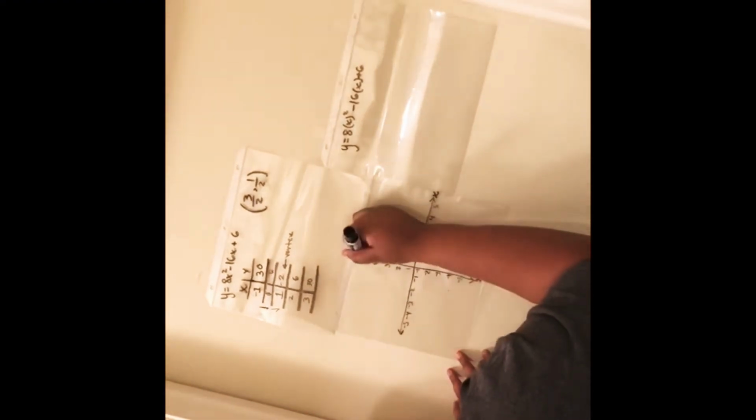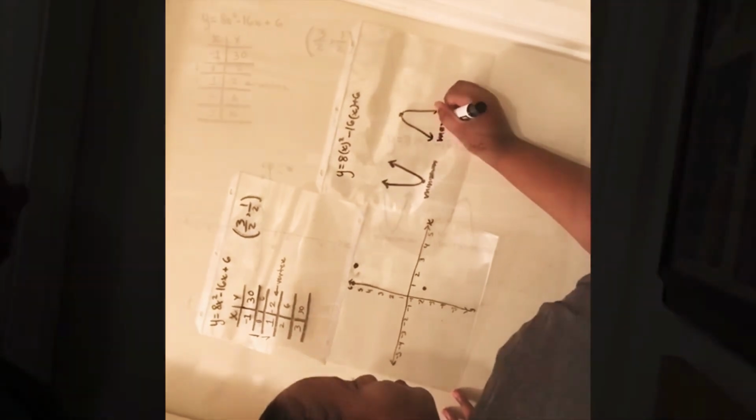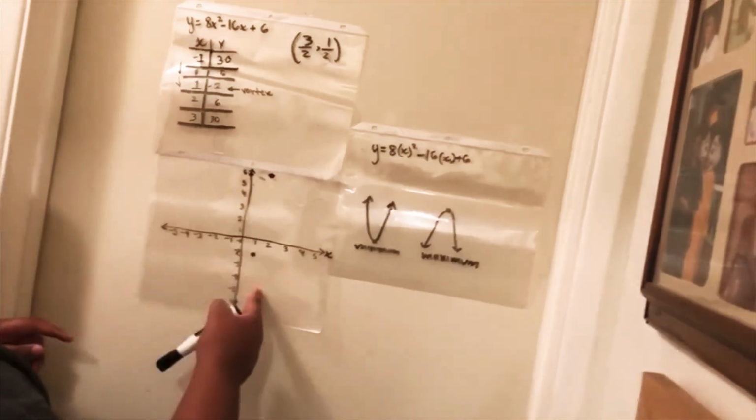And so you want to connect these as a parabola. And remember, a parabola is like this. There's either a minimum or a maximum. And in this one, there's going to be a minimum. Our vertex is down here, right? And it's not up here.